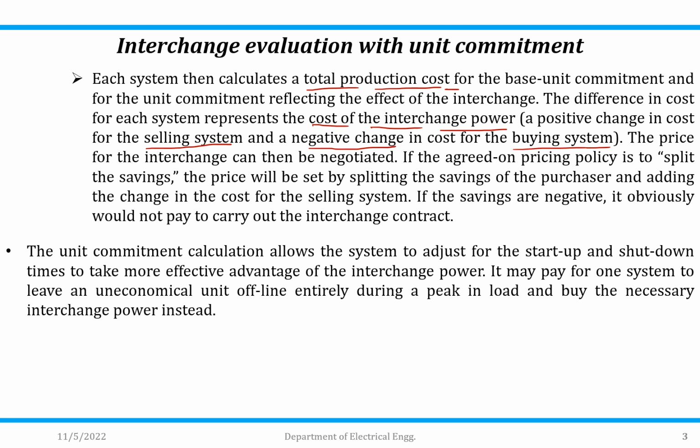The unit commitment calculation will allow the system to adjust for the startup and shutdown times to take more effective advantage of interchange of power. Now we need to decide, these are the constraints that we have seen in unit commitment. Some kind of time we have to give. If it is on, it should not be turned off immediately, and if it is off, then it should not be turned on immediately. So minimum uptime and downtime, that we have seen, minimum on time. So it may pay for one system to leave an uneconomical unit offline entirely during a peak in the load and buy the necessary interchange power instead.